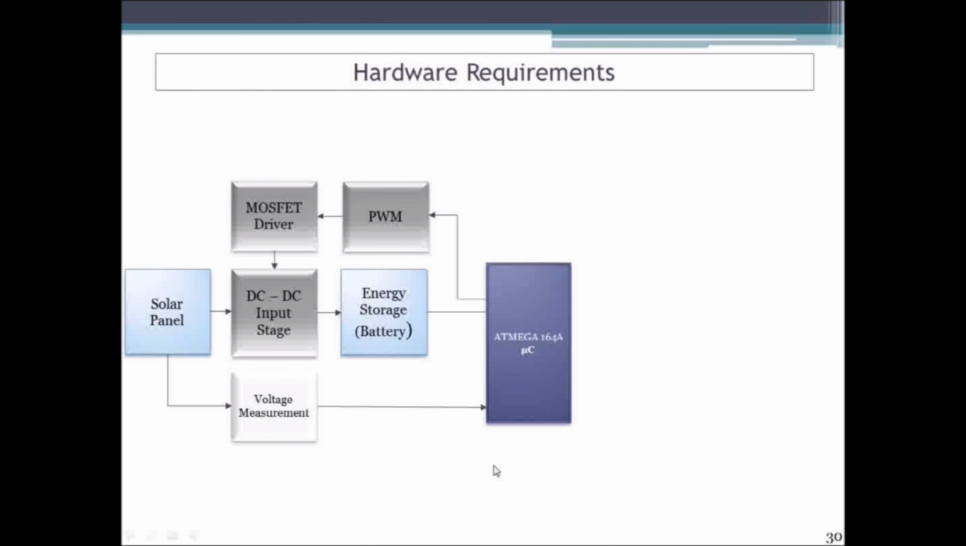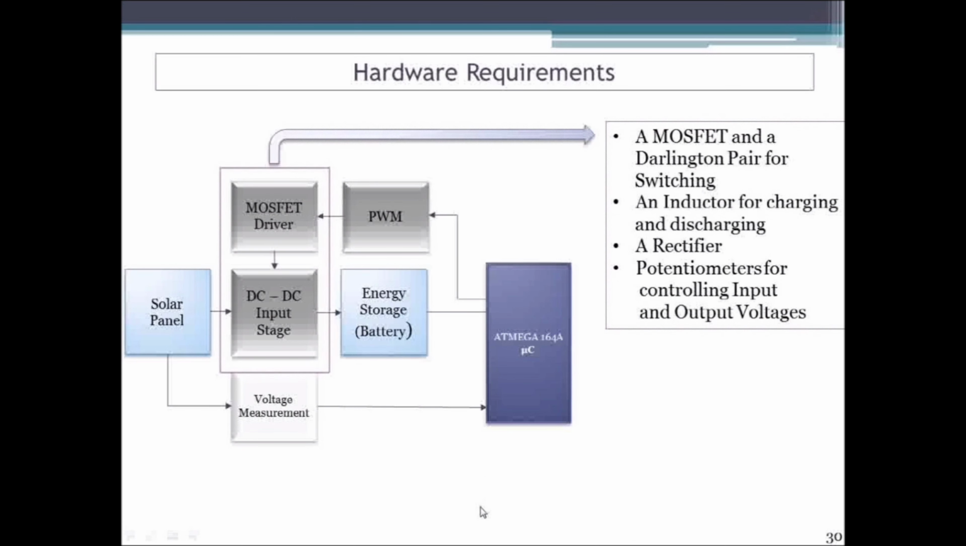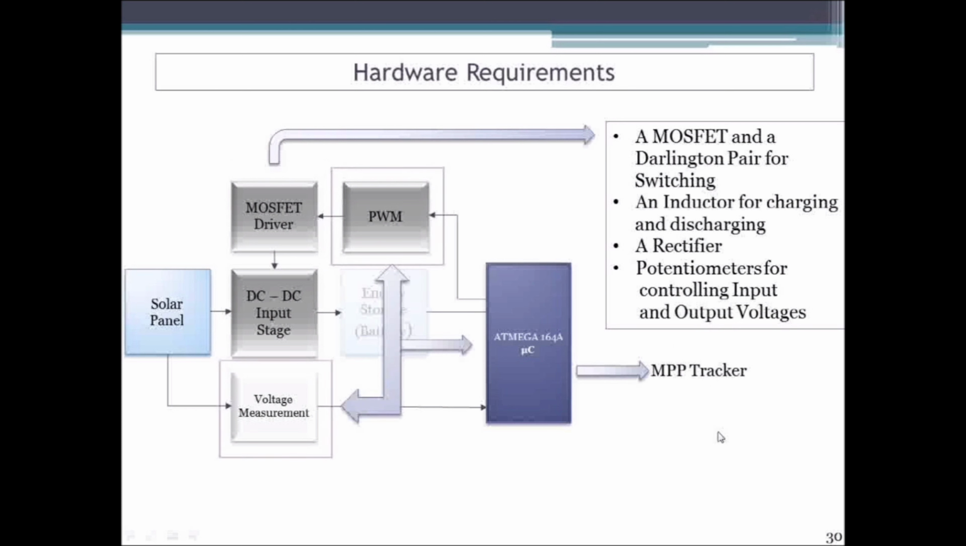These are the hardware blocks associated with the optimized solar energy harvesting system. For the MOSFET driver and DC to DC input stage, we use a Darlington pair and a MOSFET for switching. Then we use an inductor for charging and discharging. Then we use a rectifier for the conversion of AC voltage to DC voltage. Finally, potentiometers for controlling input and output voltages are also used.